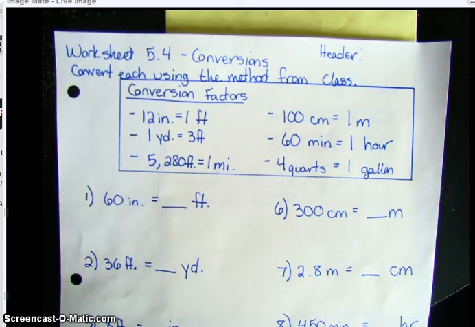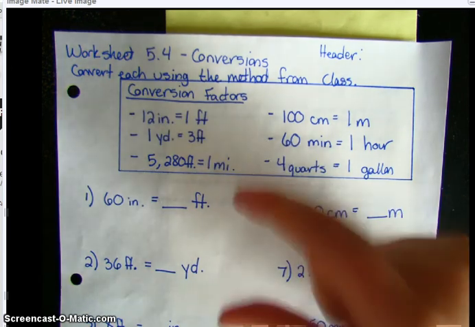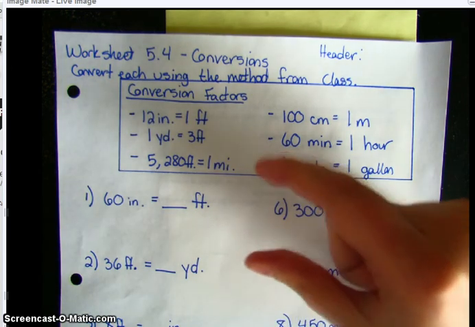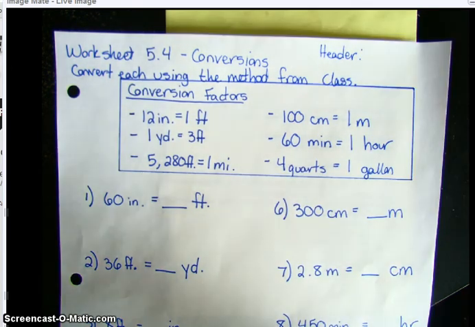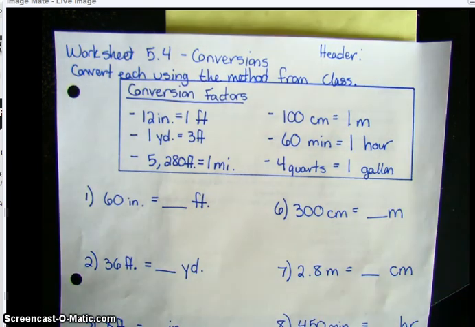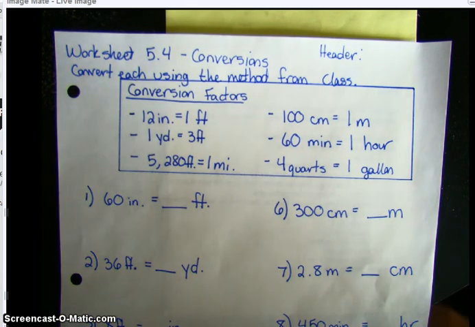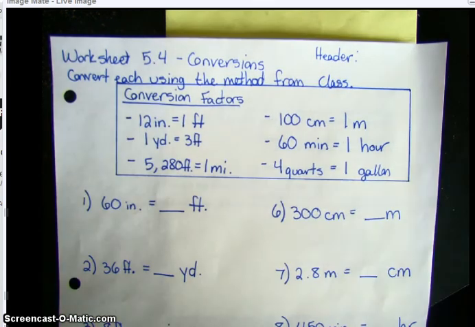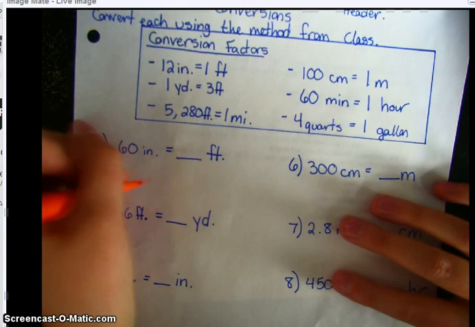In this problem, we have 60 inches, and we're trying to convert it into feet. So we know what inches are. They're about that big, right? We can think of 60 of them all lined up in a row, and we really want to convert them into feet, which is about the size of our foot. So we want to consolidate them a little bit, make it a little simpler to think of 60 inches in feet. So using the method that we learned in class, we start with a T-chart.